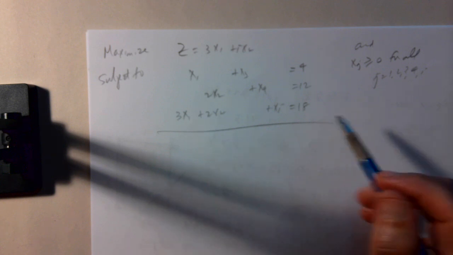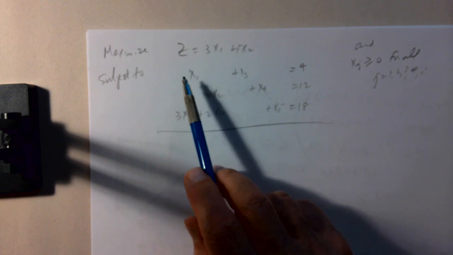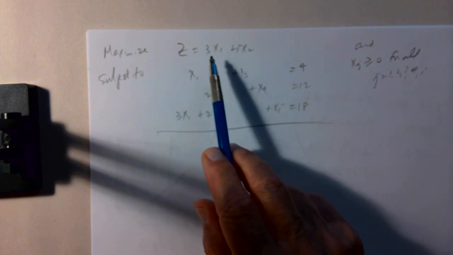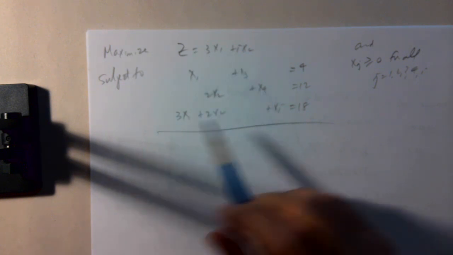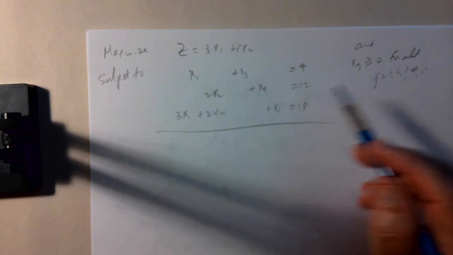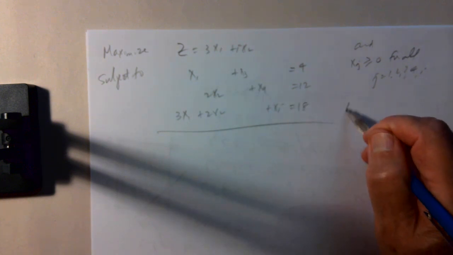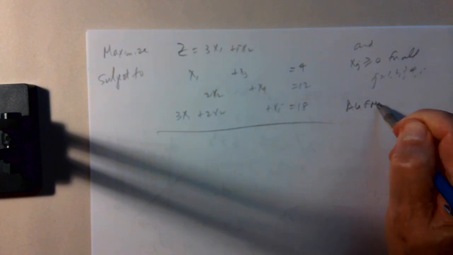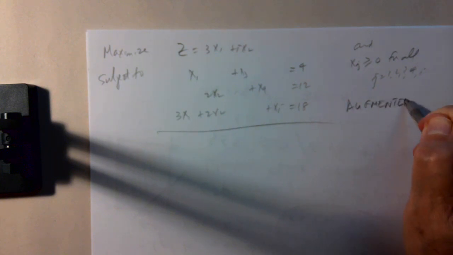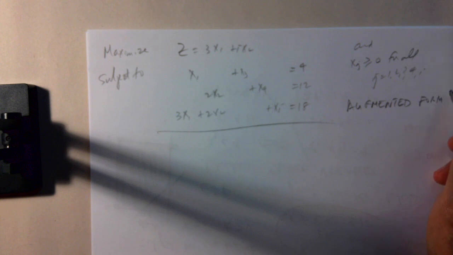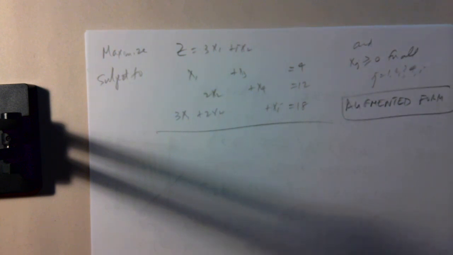So when we have our linear programming problem and we introduce the slack variables to have equations, this is called the augmented form of the linear programming problem.